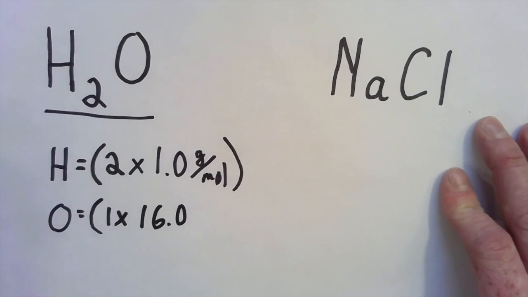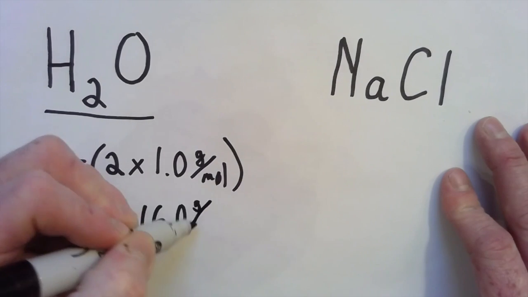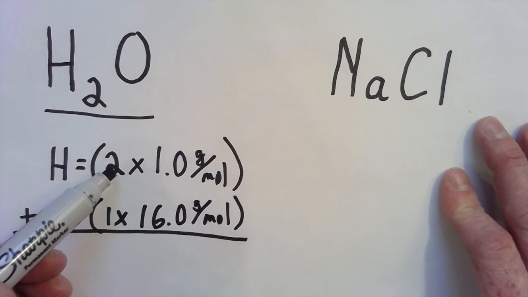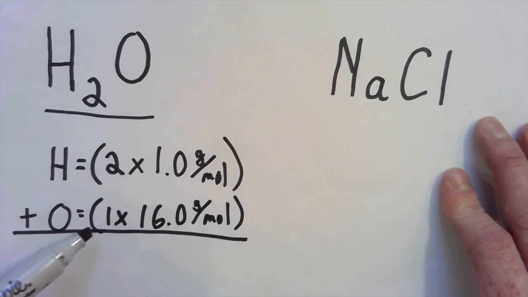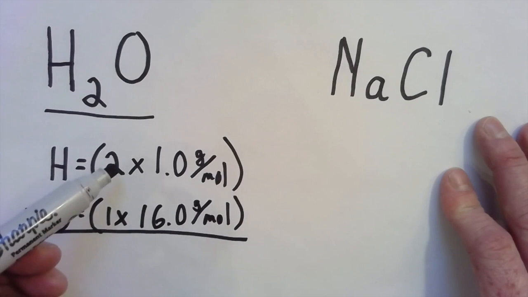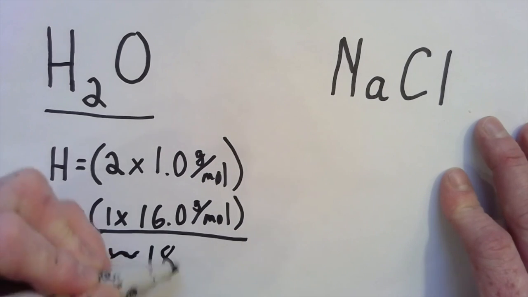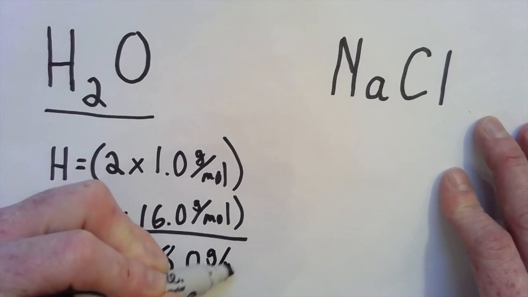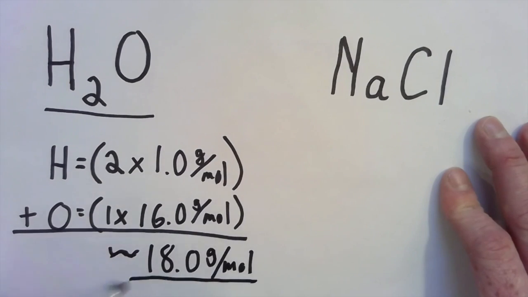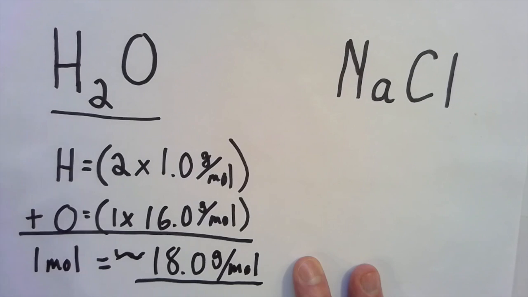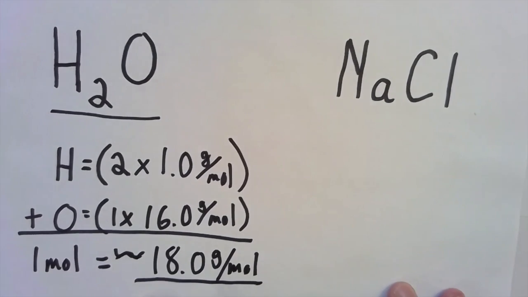I'm just rounding, make the numbers nice and easy. 16 grams per mole. Now, all you got to do to figure out the molar mass is simply add those up. So I've got 2 times 1 is 2, plus 1 times 16 is 16. So 2 and 16, we've got 18. That's about 18 grams per mole. So we now know if I have 18 grams of water, that is equal to 1 mole of water. All right? So that's our water on one side.